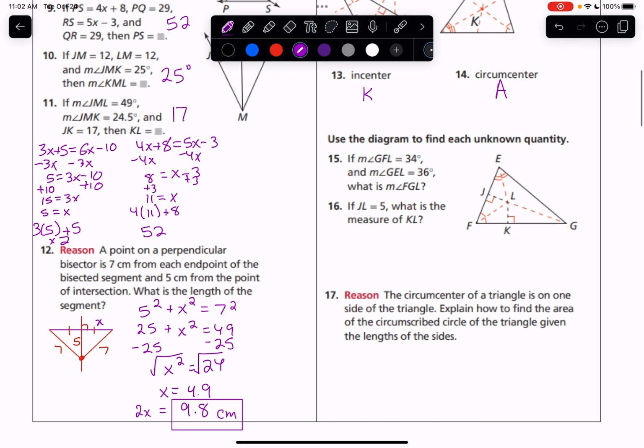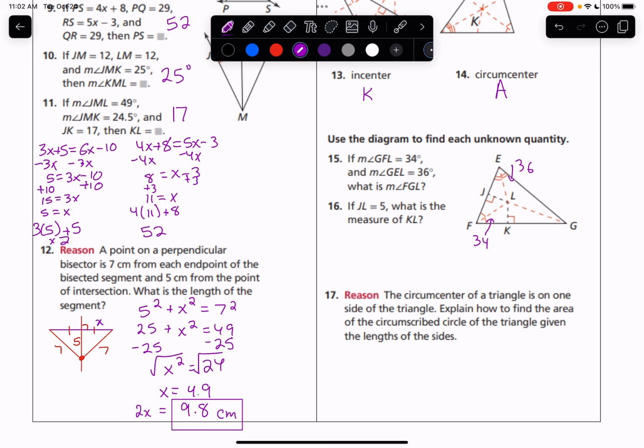Down here, use the diagram to find each unknown quantity. So the measure of angle GFL is 34. Let me go ahead and write these in. So there's 34, and I see some angle bisectors. And the measure of angle GEL is 36.